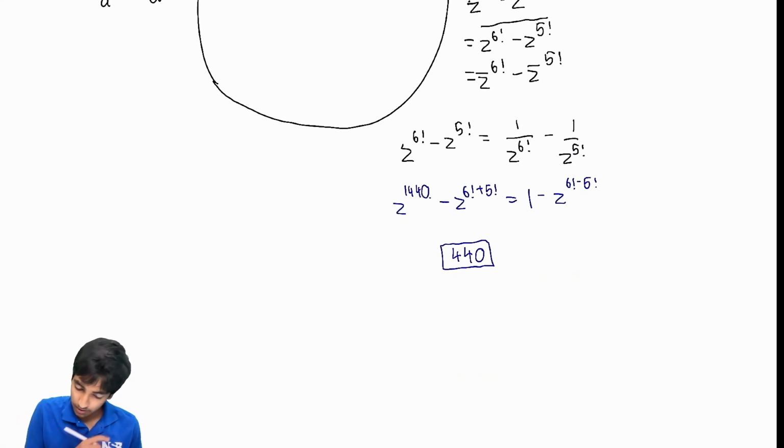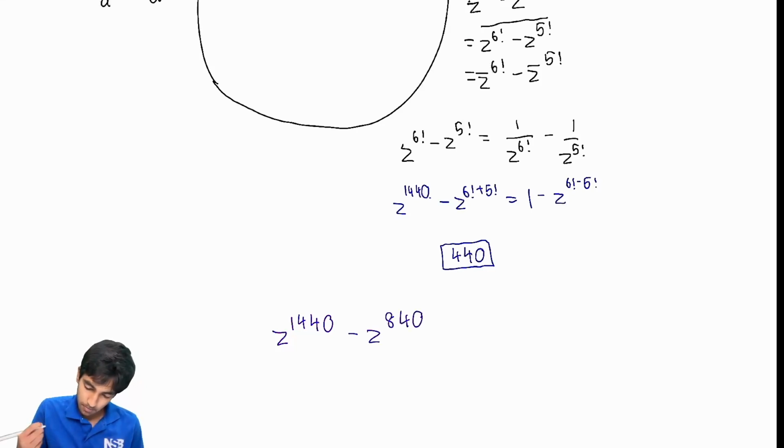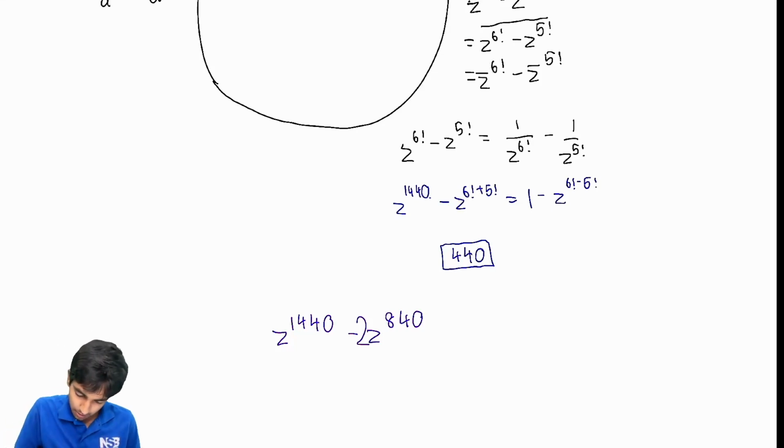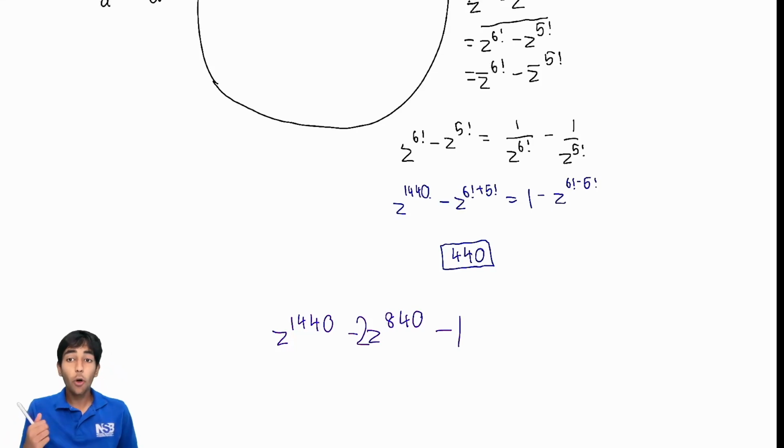Let's try and figure out how we can maybe do that, or if it's even true. Z to the 1440 minus z to the power of 840 plus 2z to the power of 840. And then what else is there? We also have a minus 1 term at the end. Those are all of the terms of our equation. And can we maybe factor this, perhaps? Is this factorable?